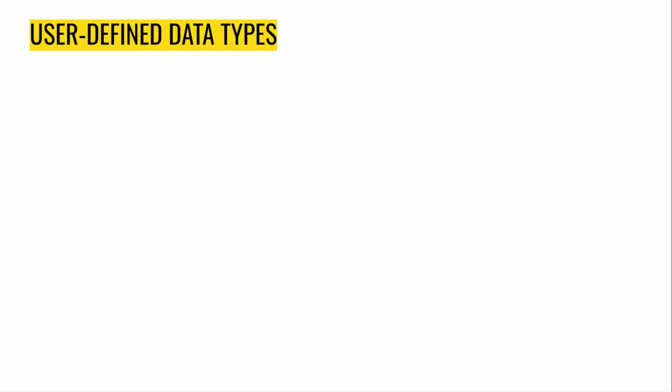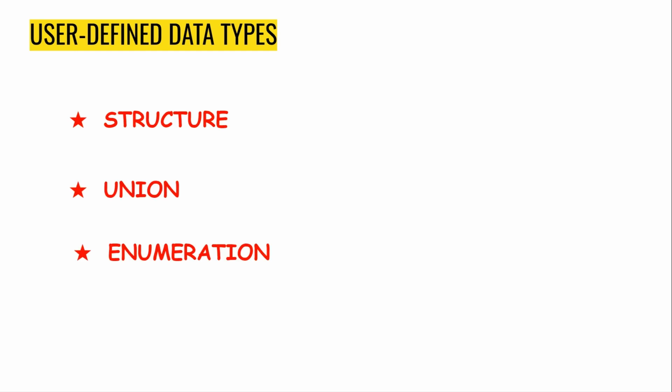These data types are known as user-defined data types. We can create user-defined data types by using structure, union, enumeration, and typedef. A structure is a collection of variables under a single name and provides a convenient way of grouping several pieces of related information together. It is used for the storage of heterogeneous data. A union is similar to the structure, but it differs only in the way of storing the values.